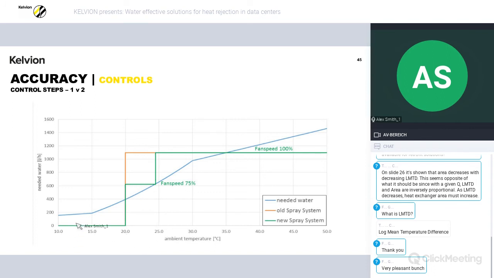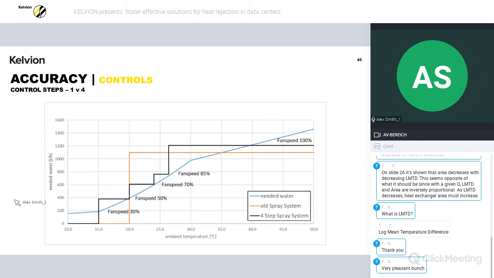The blue line here represents the amount of water required in order to achieve the maximum air temperature reduction. So from this simple upgrade, we can save about 35% water, which is shown here, and this only improves as we increase control stages.